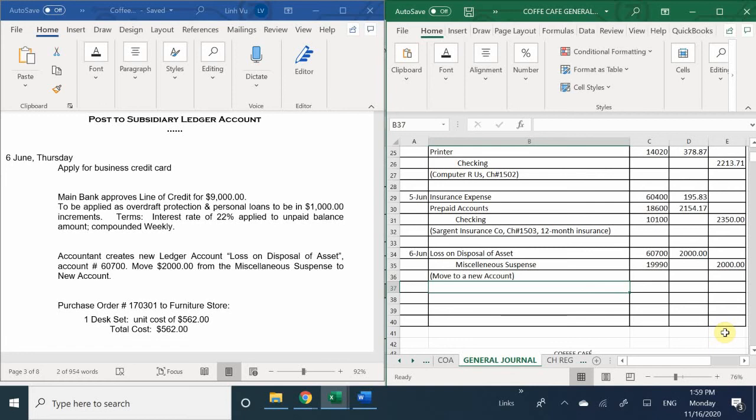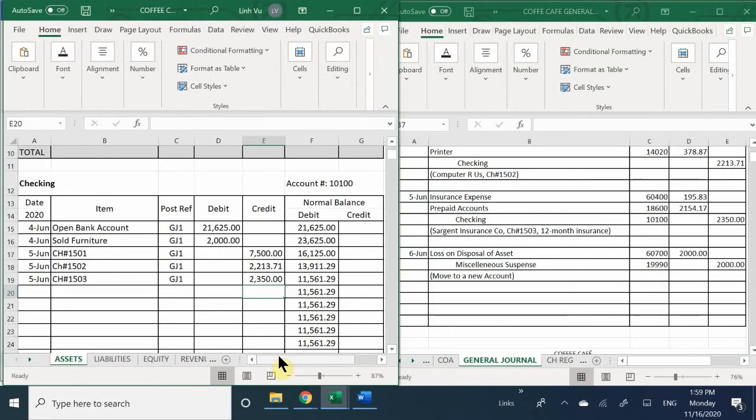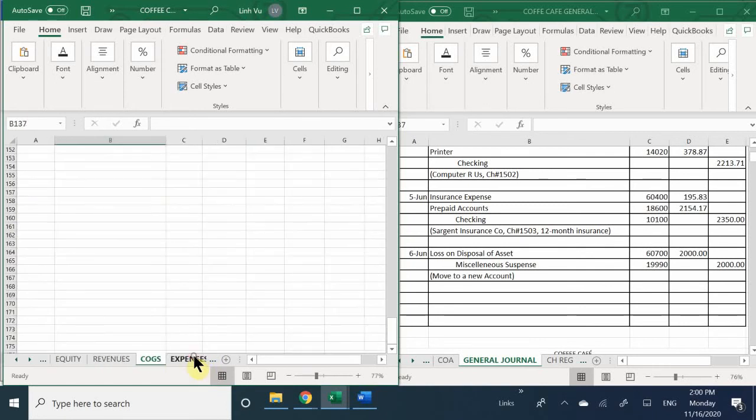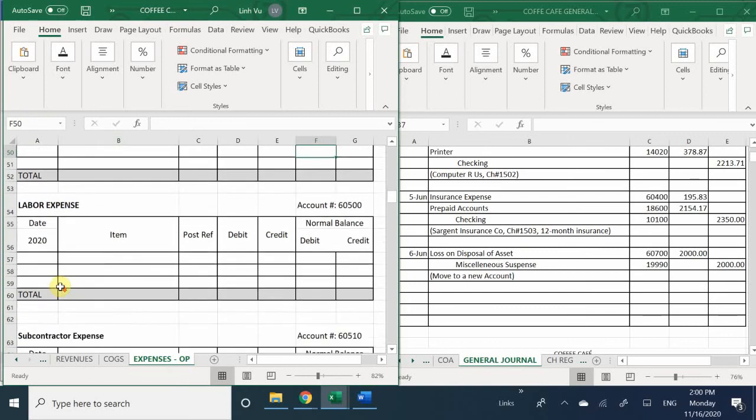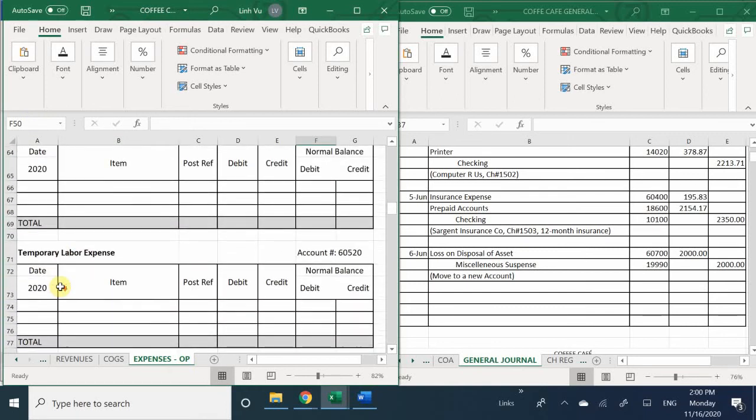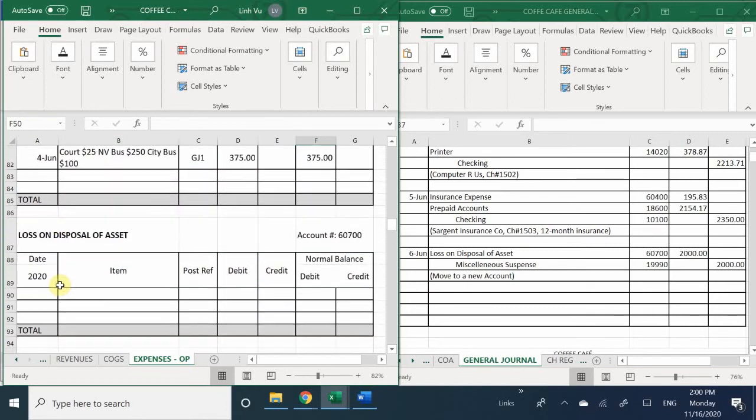So now that I've finished my journal, I'm going to move into my ledger. The first account I have is loss on disposal of assets. Since it's 60, it's going to be under expenses. Expenses: insurance, labor, license, loss on disposal of asset.